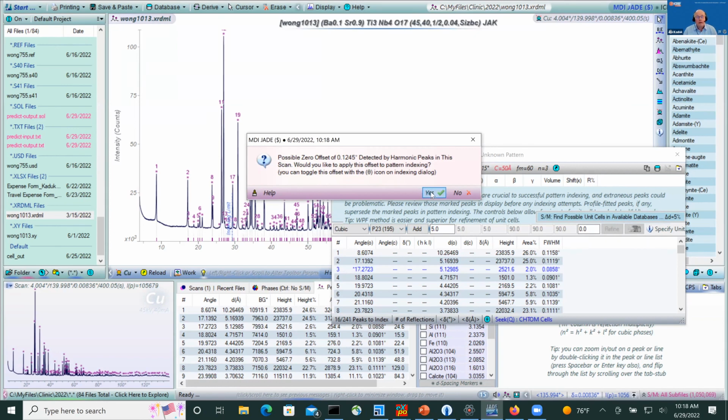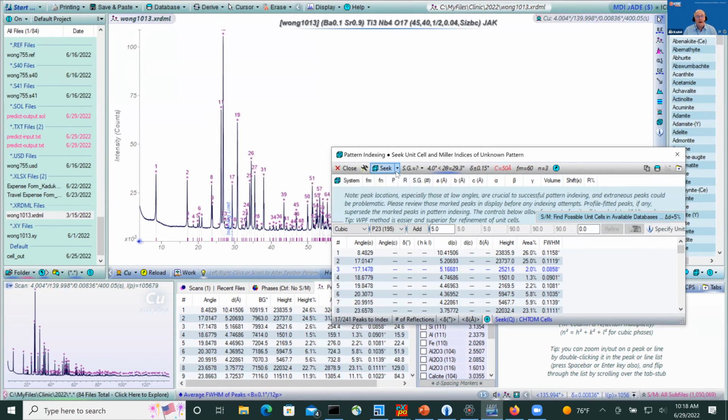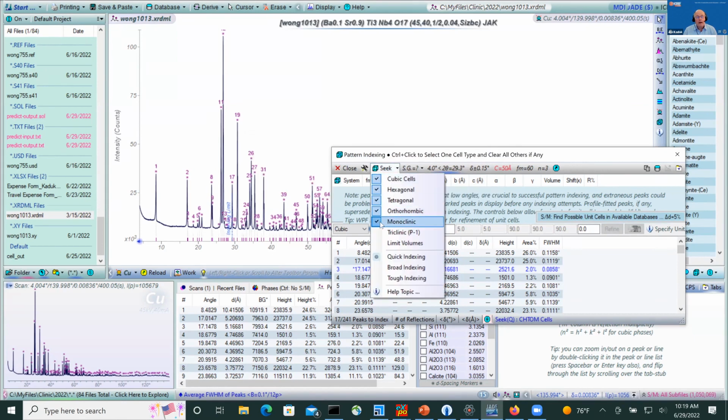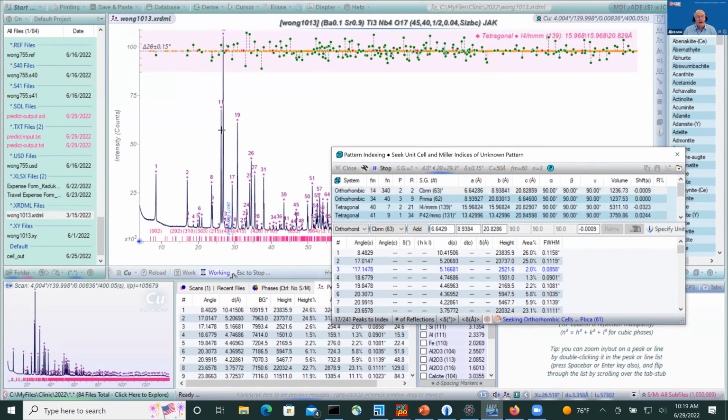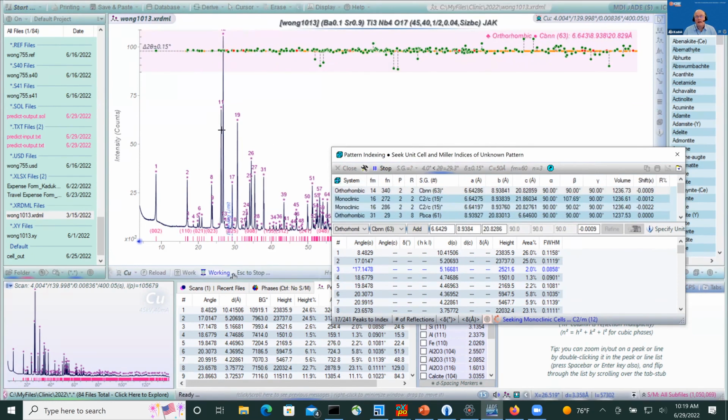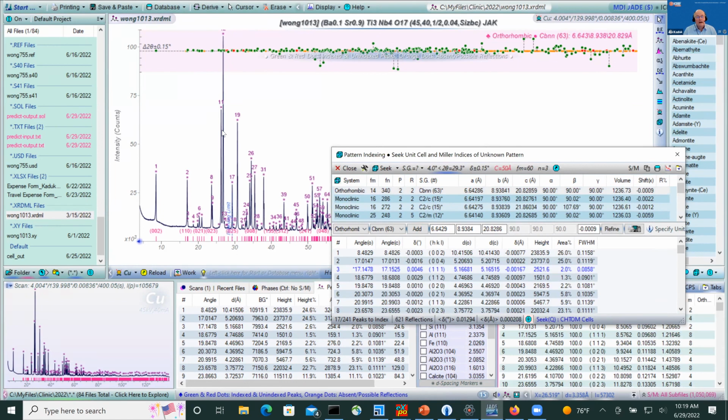I'm gonna just proceed here. We'll just do the quick indexing again, and then let it work through things. And in fact, it has found a C-centered orthorhombic unit cell, which turns out to be the right unit cell. The suggested space group turns out to be incorrect, but that sometimes happens.